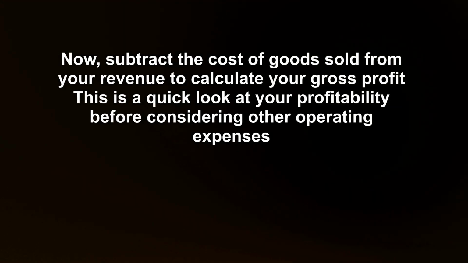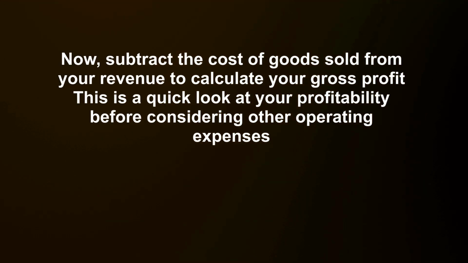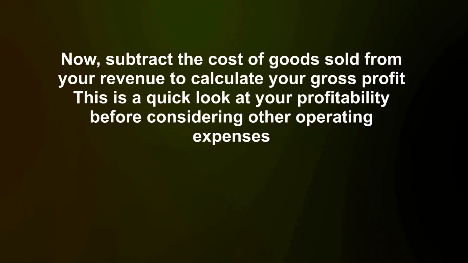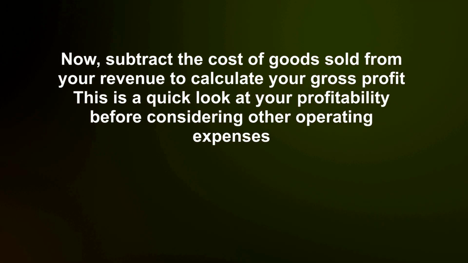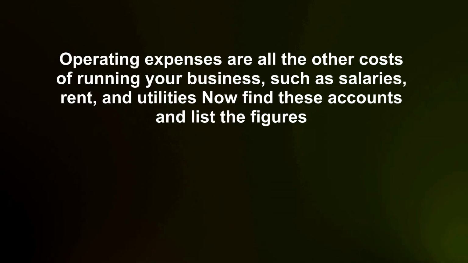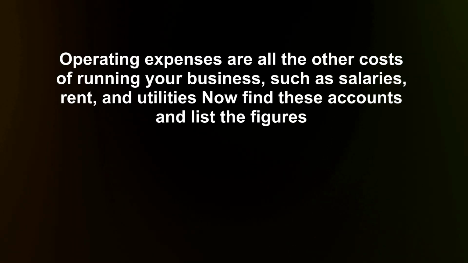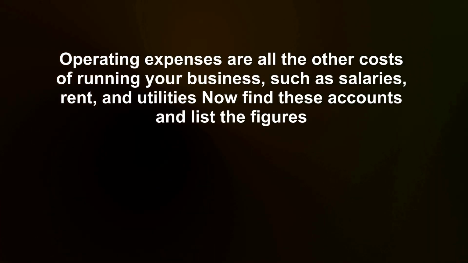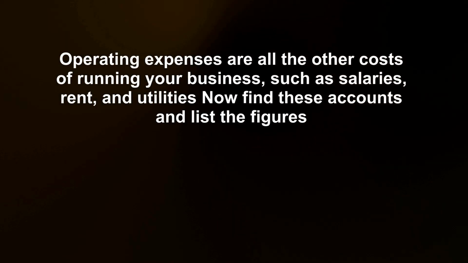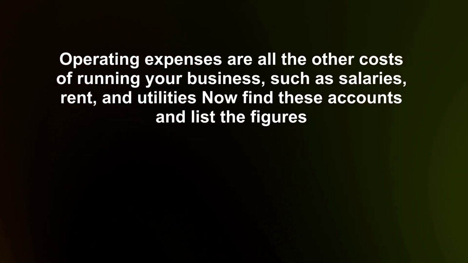Now, subtract the cost of goods sold from your revenue to calculate your gross profit. This is a quick look at your profitability before considering other operating expenses. Operating expenses are all the other costs of running your business, such as salaries, rent, and utilities. Now find these accounts and list the figures.